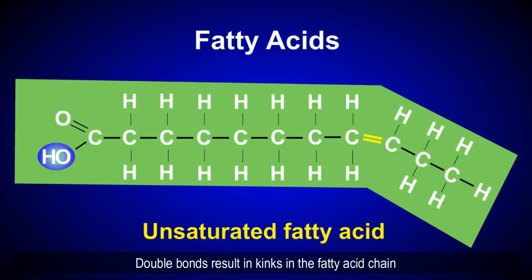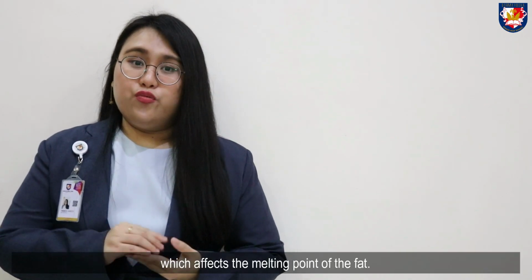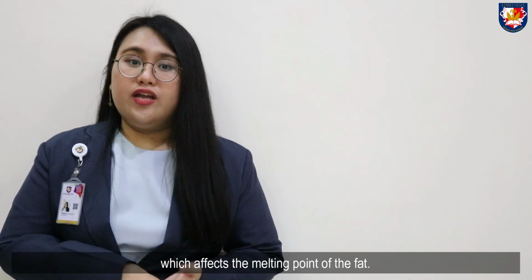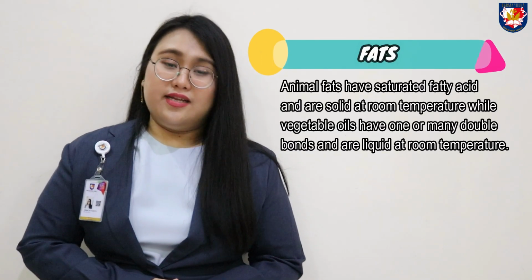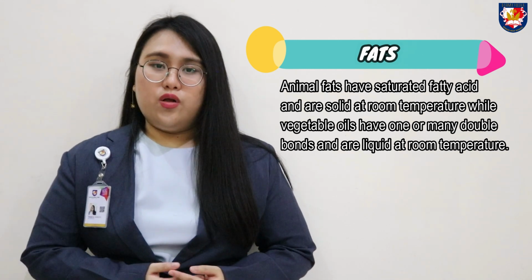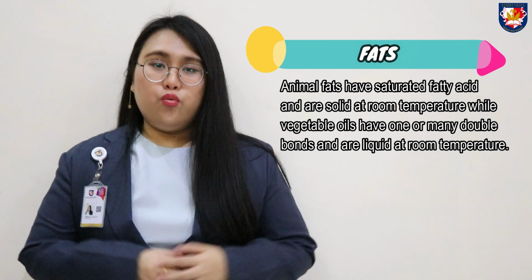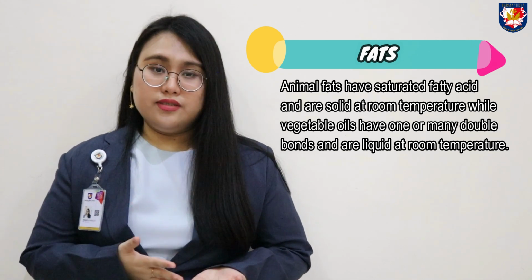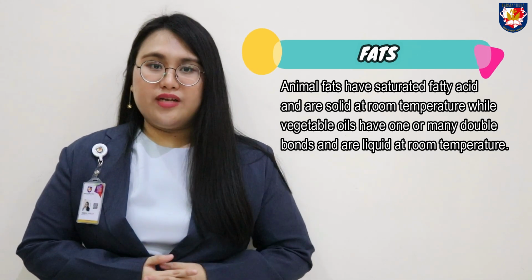These double bonds result in kinks in the fatty acid chain, and this affects the melting point of the fats. Animal fats are saturated fatty acids, and they are solid at room temperature. While vegetable oils have one to several double bonds, and they are liquid at room temperature.